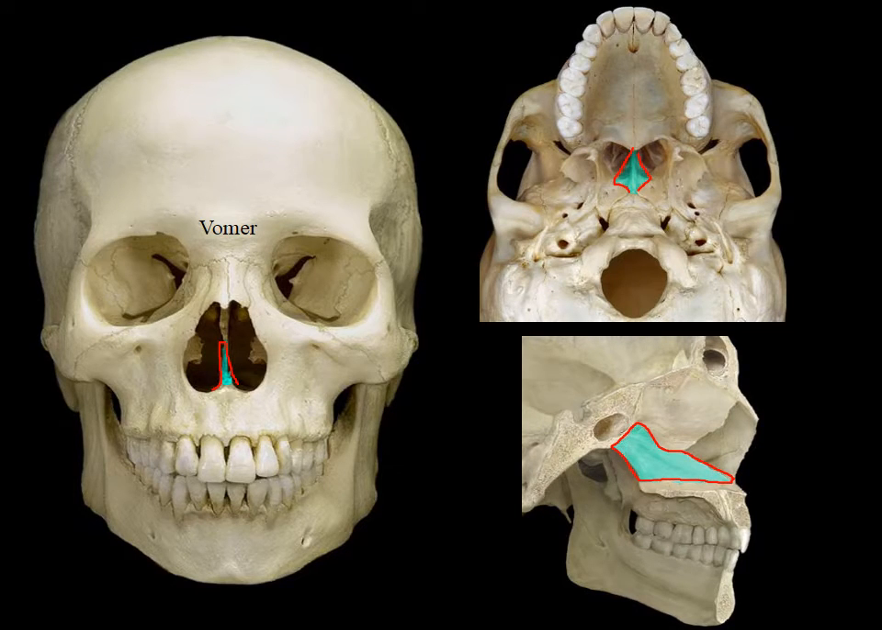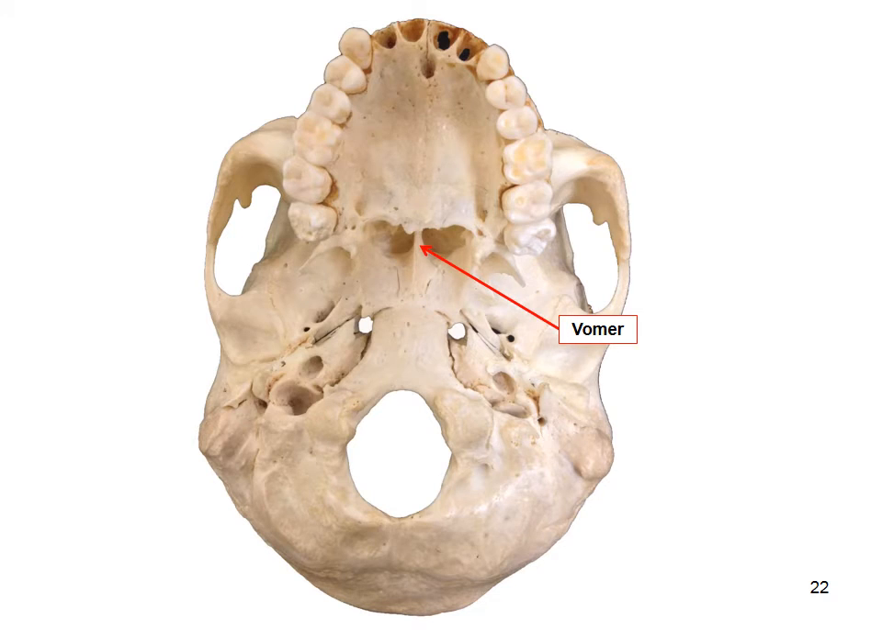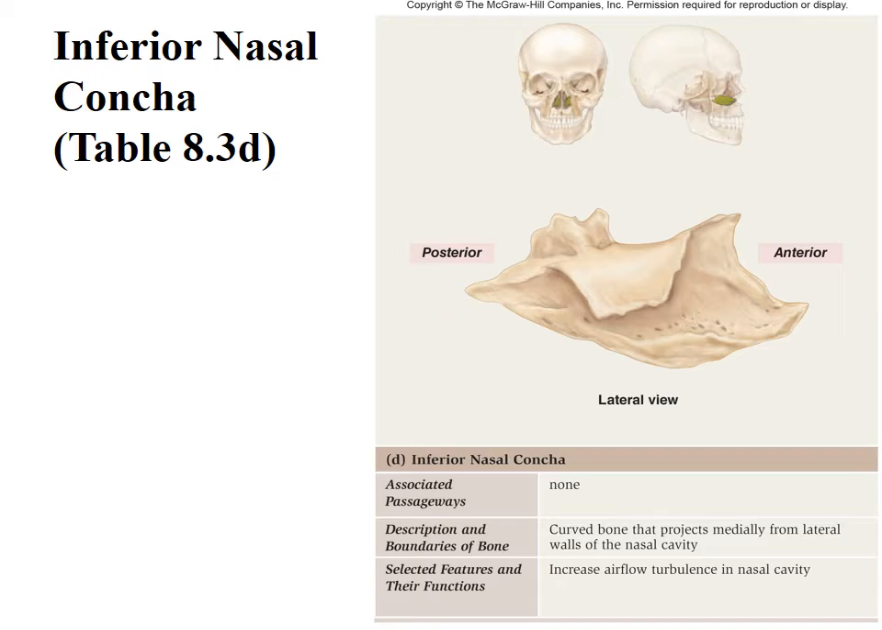And it will articulate with this bone right here, which is the ethmoid bone. And this particular area is the perpendicular plate of the ethmoid bone. And just a close-up so that we can see the vomer. And one more from the underside or the inferior view where we see the vomer.